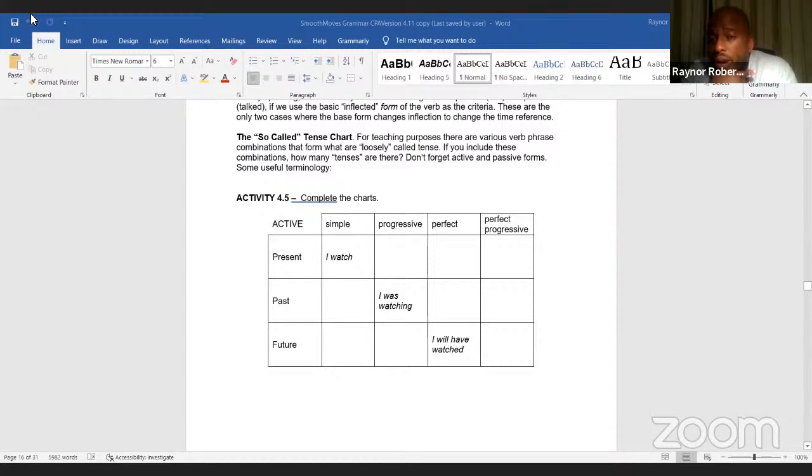Because the correct way to use the perfect progressive would be, I have been watching this movie for the last 2 hours, and I still don't understand what's going on. That would be more grammatically correct. But people use the perfect progressive all the time. I have been smoking for the last 23 years.